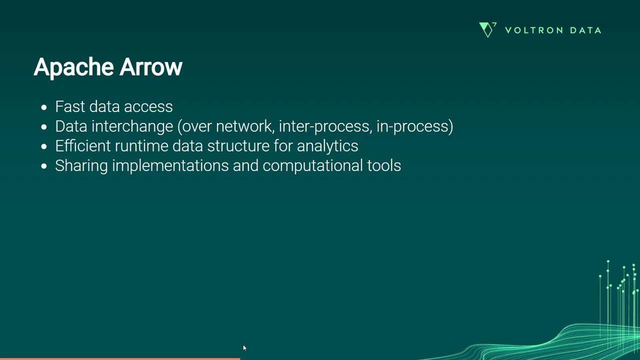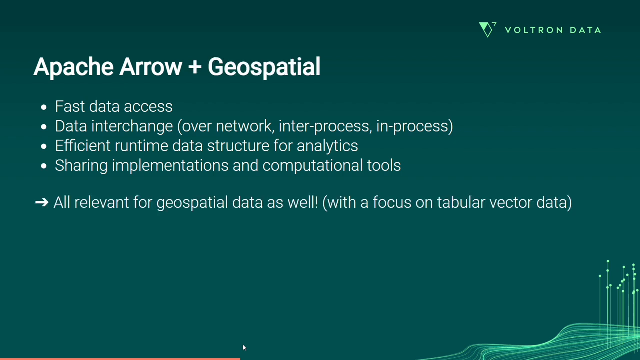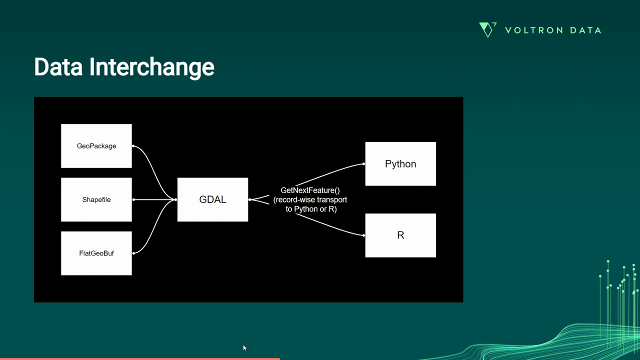But one of the things that Apache Arrow wants to enable, things like better data access, easier to move data around, efficient in-memory data structures, sharing implementation, that's all things that are relevant for geospatial as well. So for example, GDAL can read a variety of file formats, but when GDAL is reading something, that still needs to be moved into the actual library that is using GDAL, like a Python library or QGIS.